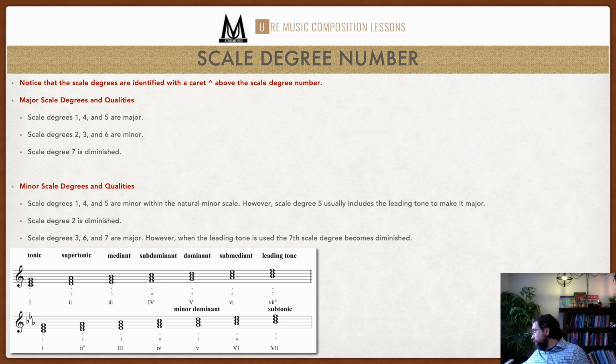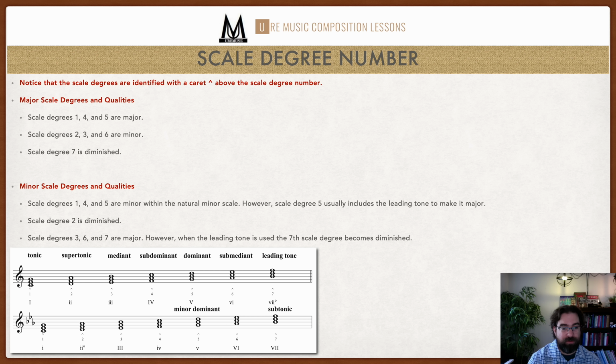The dominant also has a strong need to want to resolve. If I have a G major triad here, it wants to resolve to a C major triad. So these resolutions are really the basis of tonal music. You'll notice that the minor scale degrees and qualities are a little bit different. So scale degrees 1, 4, and 5 are minor within the natural minor scale.